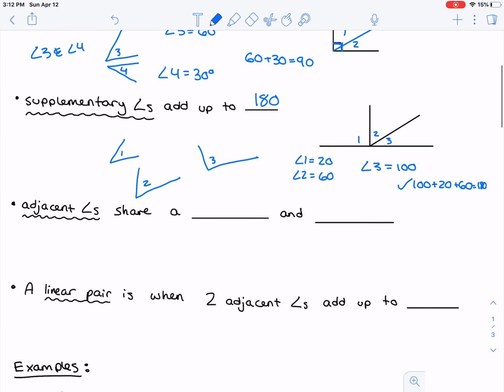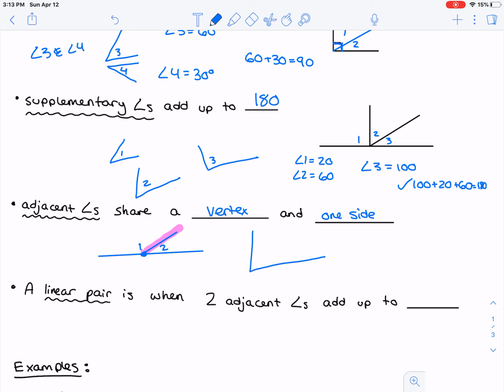Now, adjacent angles share two things: a vertex and one side. An example of that would be if we have this angle here, angle 1 and angle 2. Right here is their shared vertex, that dot, and then this side right here is their shared side. They only share one side, so they would be adjacent, okay?